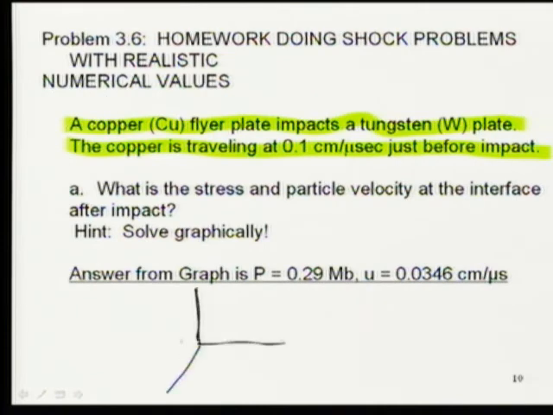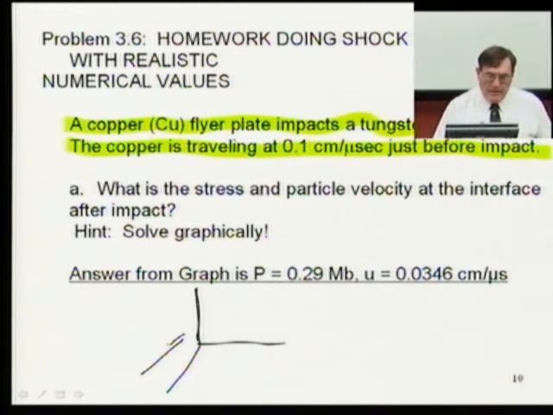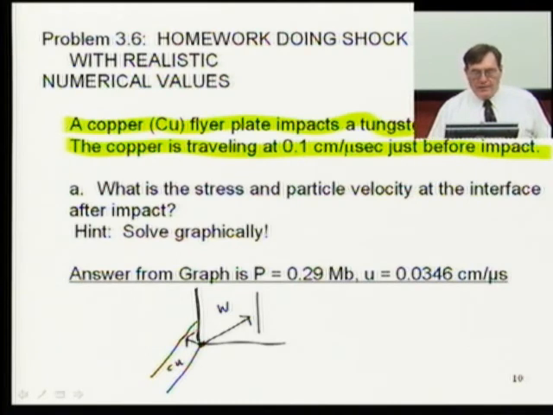you have a flyer coming in, and that's copper. These should be parallel because there's no pressure in the plate. So this would be a copper plate, and we're drawing this right at the point of impact, and this would be a tungsten plate. And it's going to send a shock wave in, and of course a shock wave back into the copper. I don't really need to go any further than that for this problem, because it's that simple.